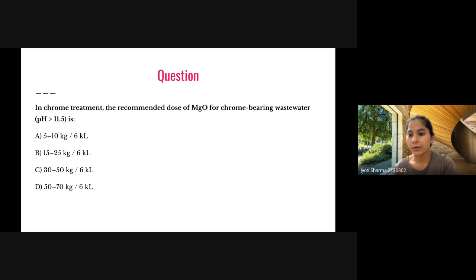Dia and Venkateshwara both gave me the B answer. So yes, this is 15 to 25 kg per 6 kl. So you need to tell me what you mean by this kl. This you can search later.